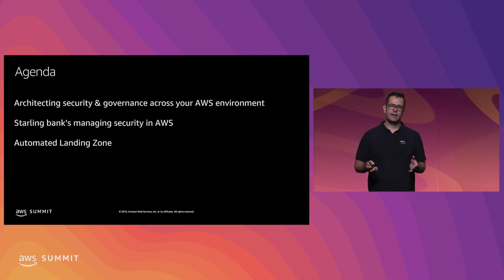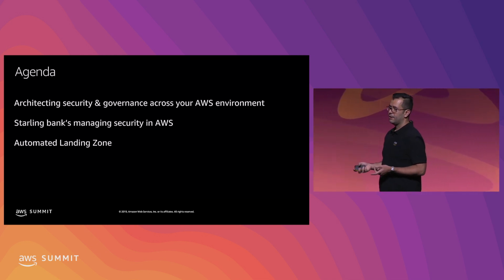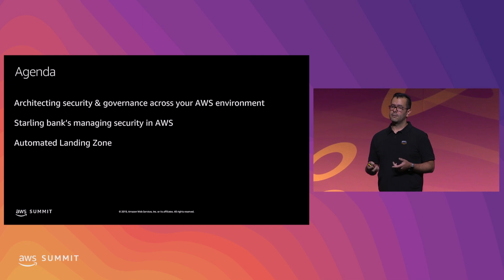we can understand how they have implemented their security baseline as they were building the bank. Finally, we will talk about AWS's automated landing zone and why that is a great head start for implementing this security baseline.